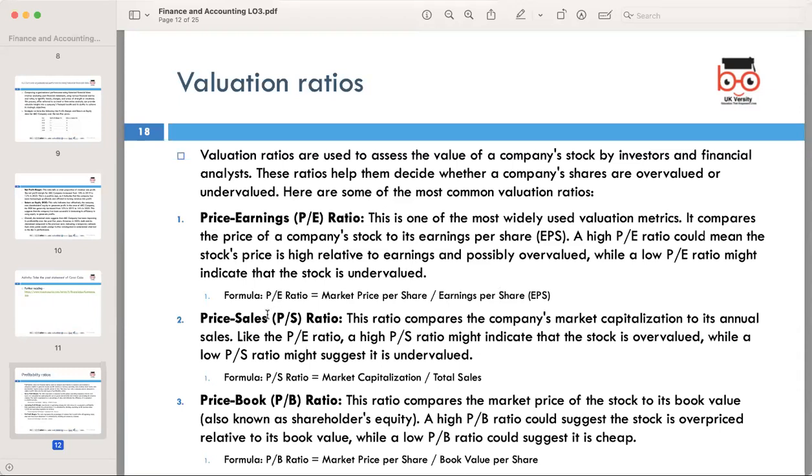Next one is the price sales ratio. This ratio compares a company's market capitalization to its annual sales, similar to the price earnings ratio. A high price sales ratio might indicate that the stock is overvalued, while a low price sales ratio could suggest that it is undervalued. The formula for calculating the price sales ratio is market capitalization divided by total sales.